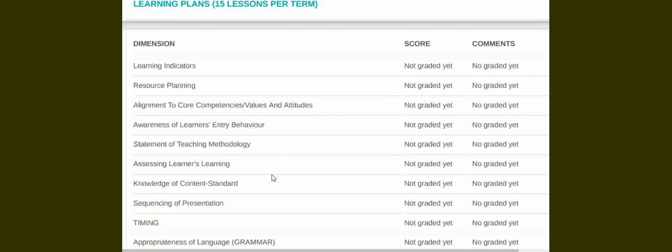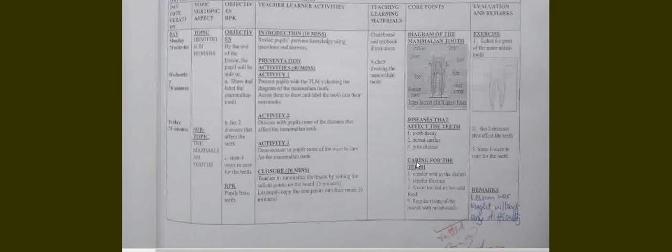Now, the next aspect has to do with alignment to core competencies, values, and attitudes. I've explained these core competencies in the previous video, saying that we have core competencies to be achieved in the curriculum. If you take the lesson plan, that is where we'll be able to see our core competencies, or our core point. If we talk of core competencies, we are talking about the core point, the note that will be given to the learners. What the learners will get, what the learners will take home.